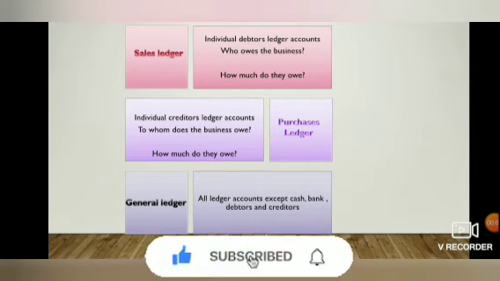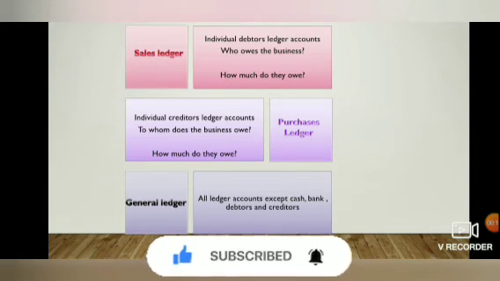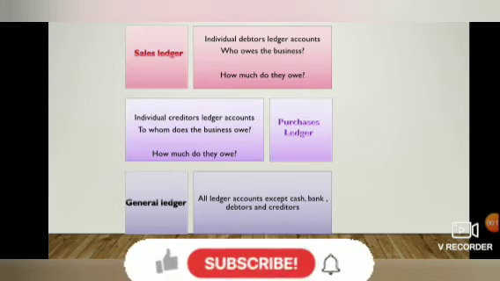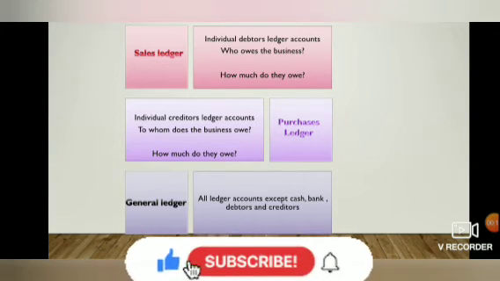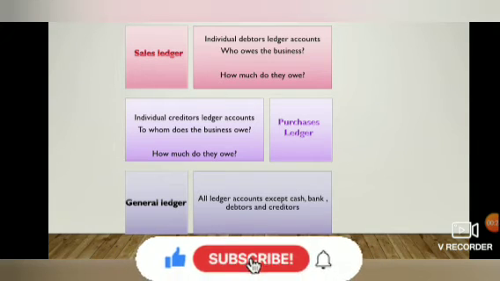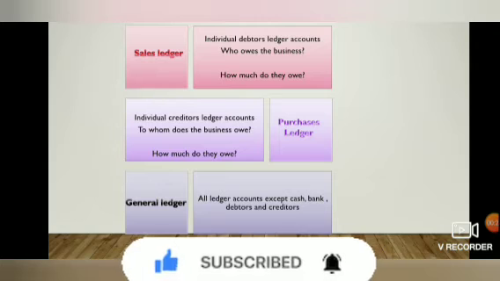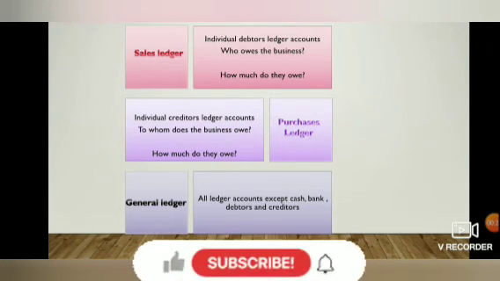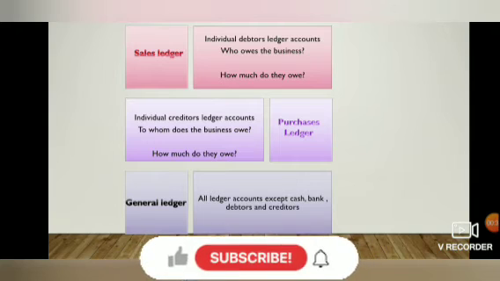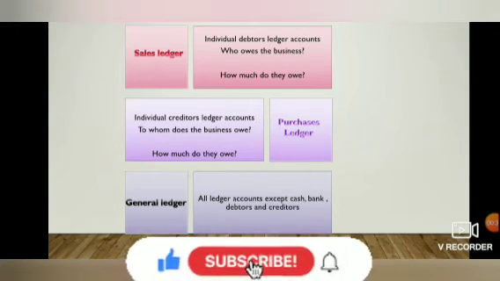The sales ledger, where we record all the individual debtors' accounts. That means if someone has bought goods from us and they have not paid yet, basically if there's a credit sale that has been done, then those individual accounts will be recorded in the sales ledger. So you can see how much each of them owes your business, and you can see all the transactions that have happened between your business and this person in the sales ledger.